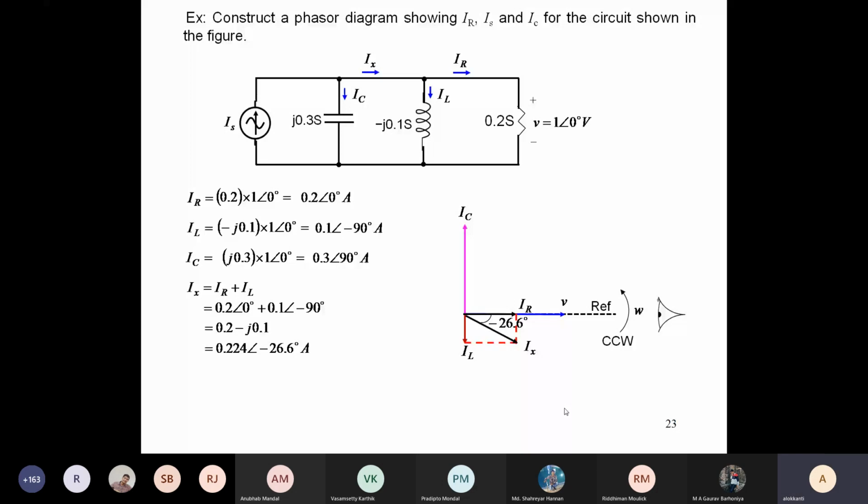So this is the value of Ix at an angle of minus 26.6 degrees. The magnitude is 0.224. Obviously, you have to write the units, ampere. Then after getting Ix, what can you find out? You can combine Ix and Ic to get Is.